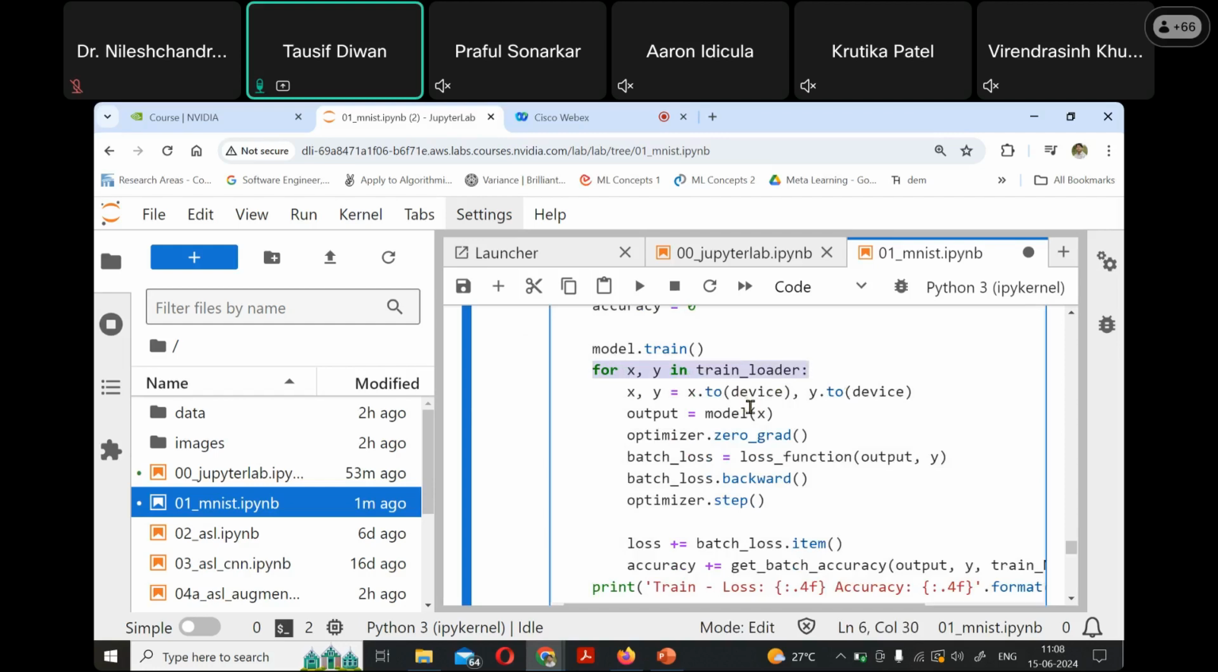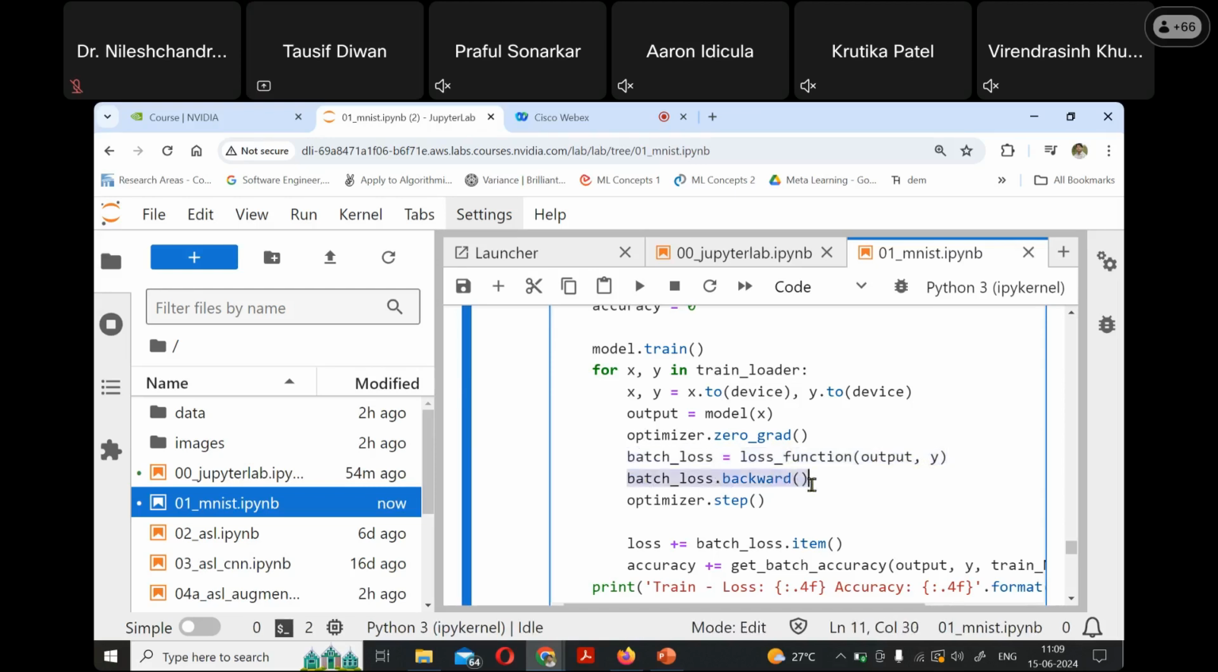Now in backpropagation, we have 4 steps. First, calculate the output. So this is the output. Second, defining the loss function. So optimizer dot zero grad defines that the optimizer initially does not have any gradient. Then we need to define the loss function, which is the difference between the predicted output and the actual label. This output is the predicted output and this y is the actual label.